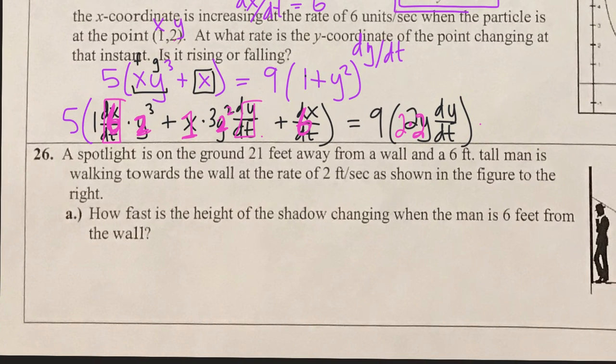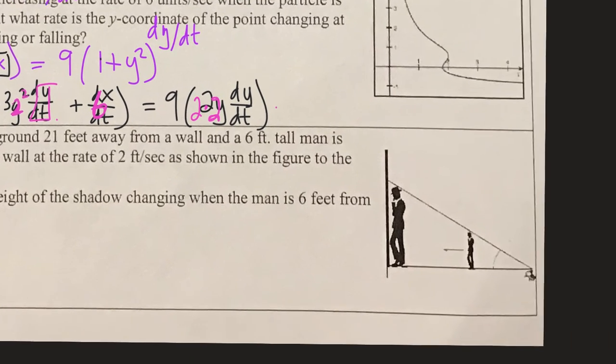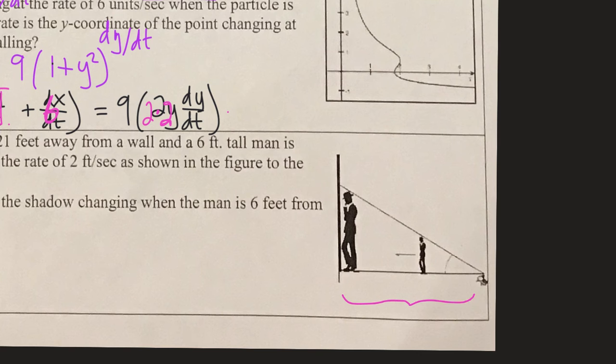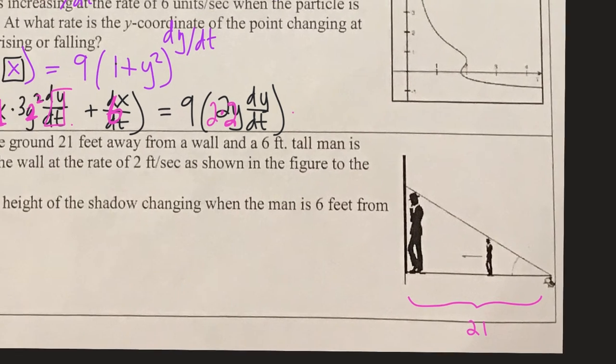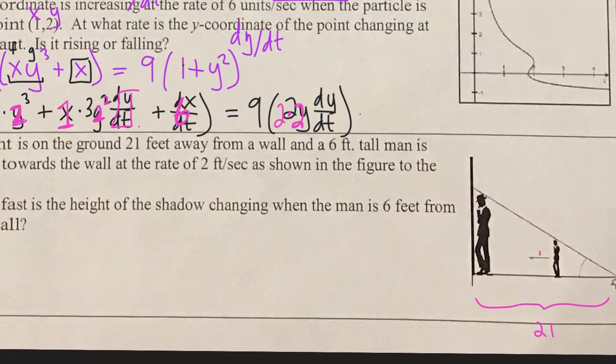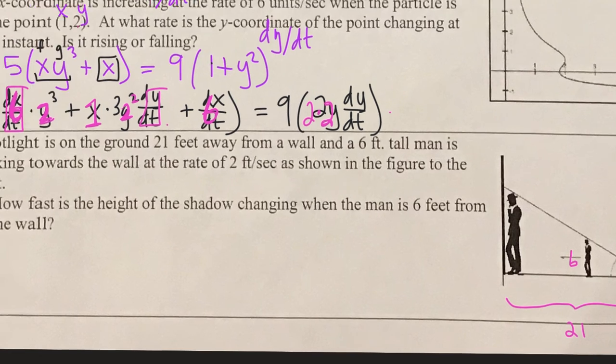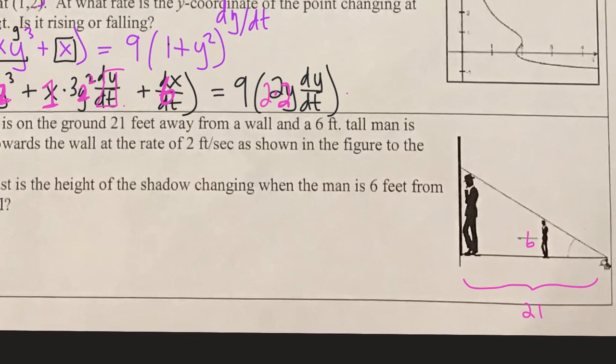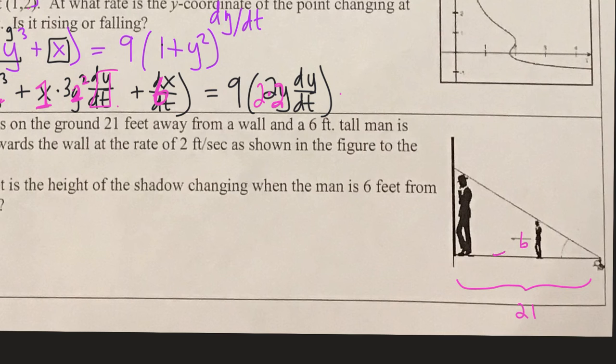All right, and now our last one. A spotlight is on the ground 21 feet away. So we know the whole entire distance is 21. And the man is 6 feet tall. Okay, those are constants. He is walking towards the wall at a rate of 2 feet per second. So our distance from the wall is shrinking. So this distance is going to be x. Okay, and it's changing. dx/dt is changing at -2 because you're getting closer to the wall, right? Your x distance is getting smaller, so that's going to be a negative.